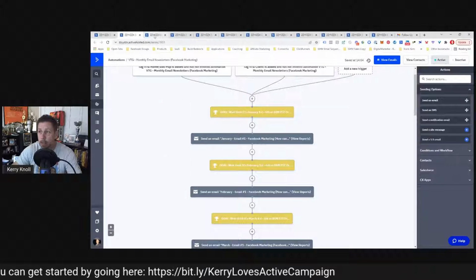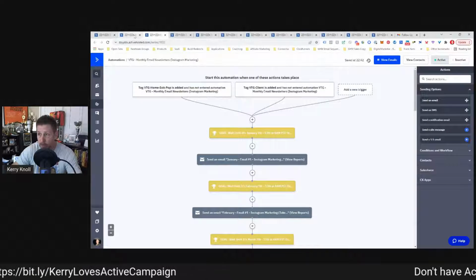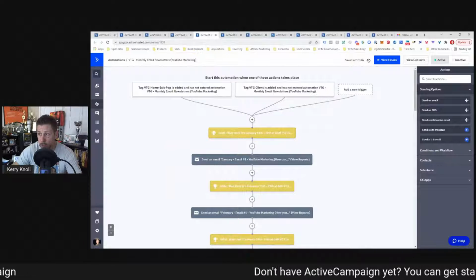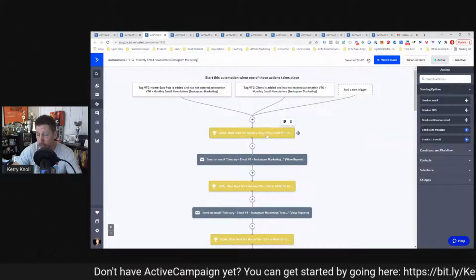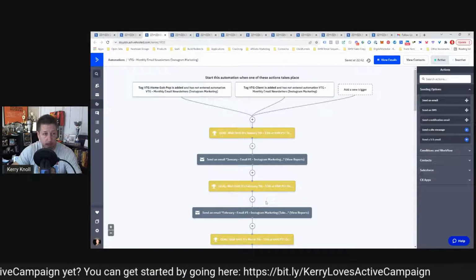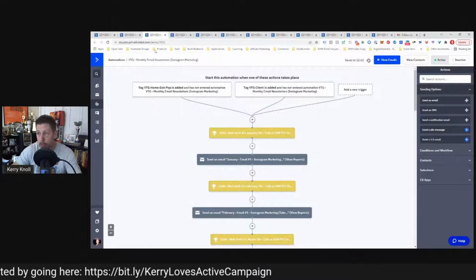Now I've got this set up also for Instagram marketing. That first one was for Facebook. The second or third one here is Google My Business. And then the fourth one is YouTube. Now the difference is, like in the second one, I have January 7th through the 13th, February 7th through the 13th. So I have a 7-day window that I'm sending these email newsletters out in, so they don't overlap.